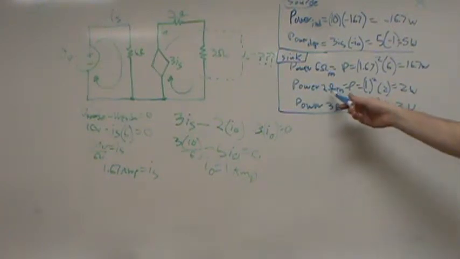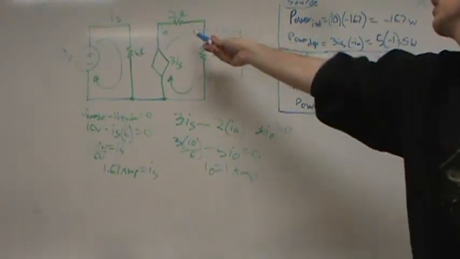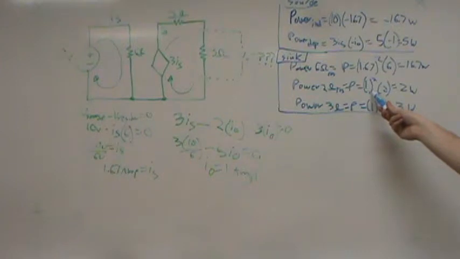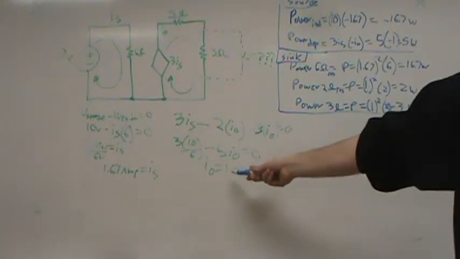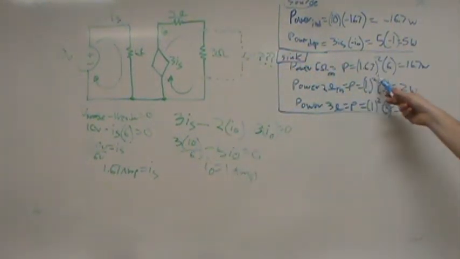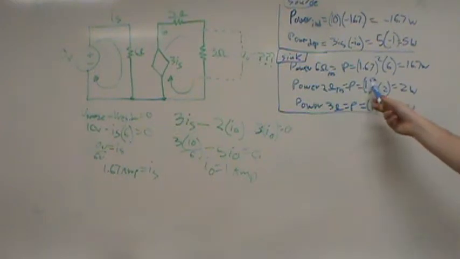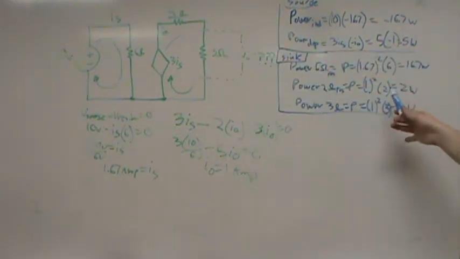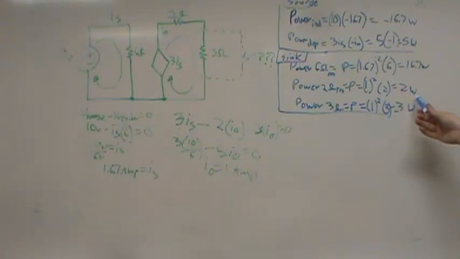We have our power of our 2 ohm resistor, which is up here, and that's going to equal 1, because our 1 amp, our I0 is 1, squared, because it's squared. And then we have our resistance, which is 2 ohms, so we're going to get 2 watts.